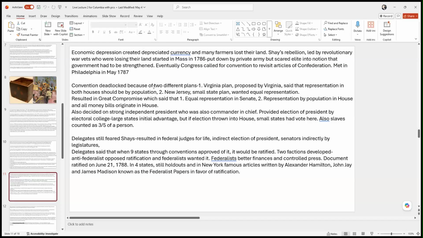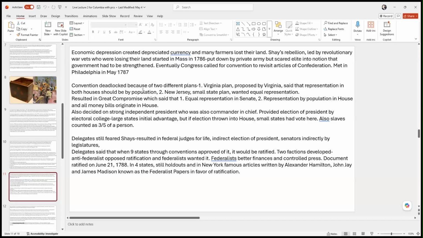And it looked for a while that the whole convention would collapse because the larger states and smaller states couldn't agree. And what they eventually basically did is they took a day off. Benjamin Franklin actually encouraged them to take a day off for prayer and reflection. They came back and they came to this compromise called the Great Compromise.